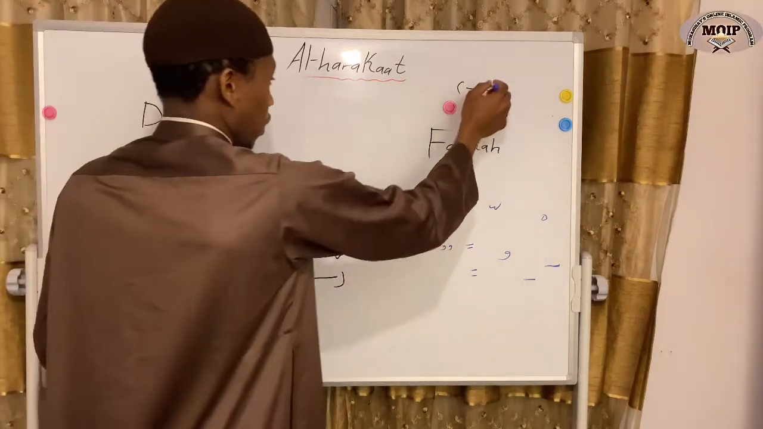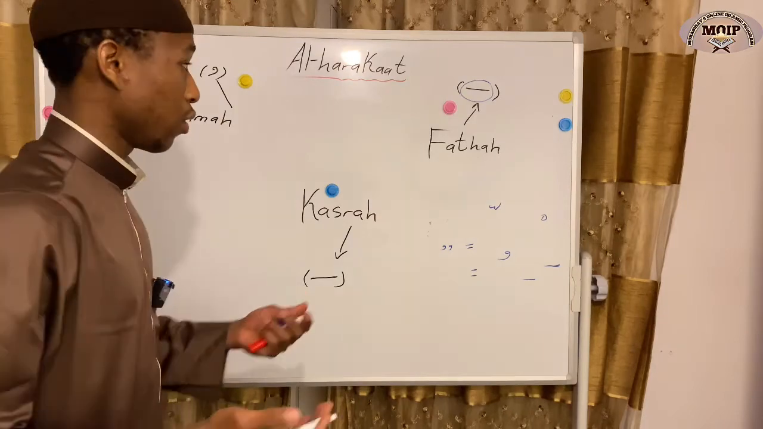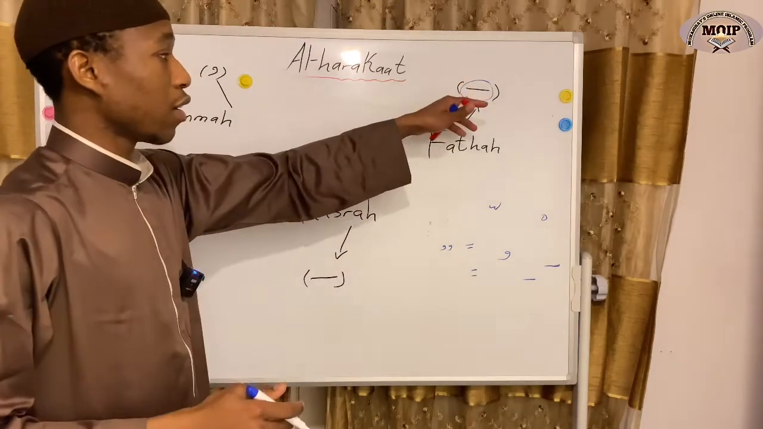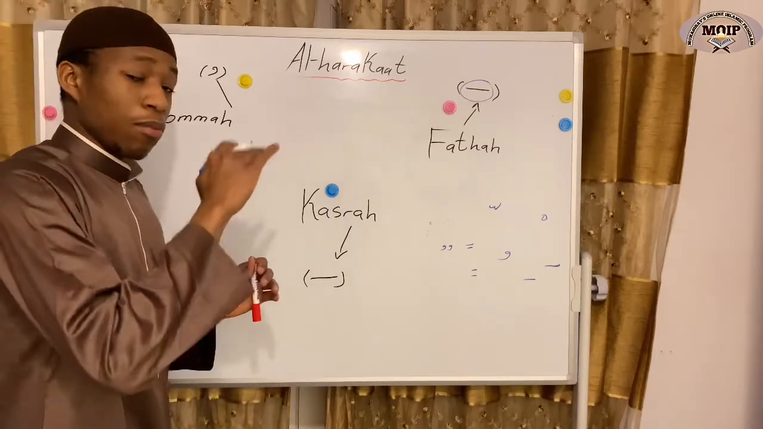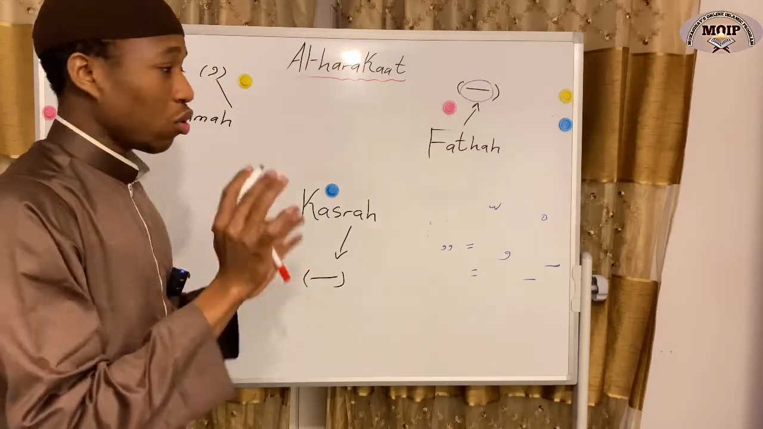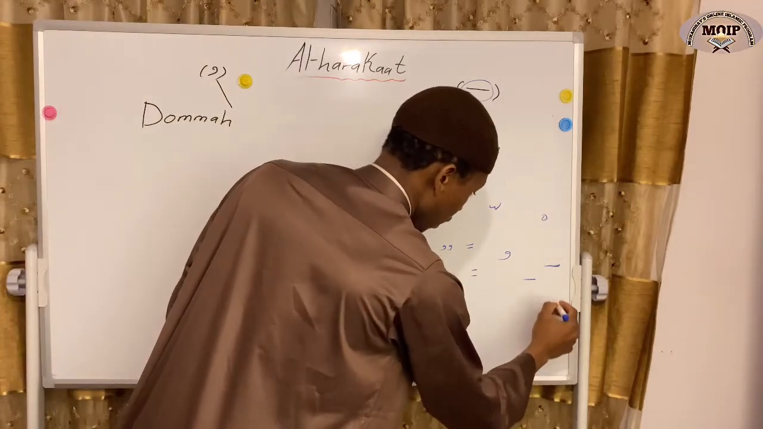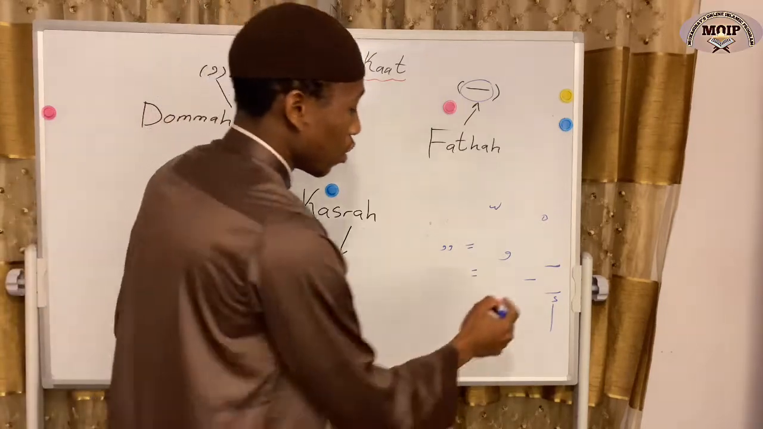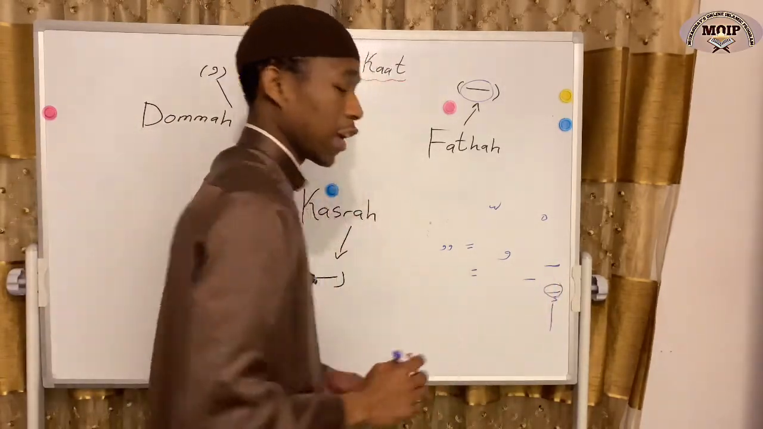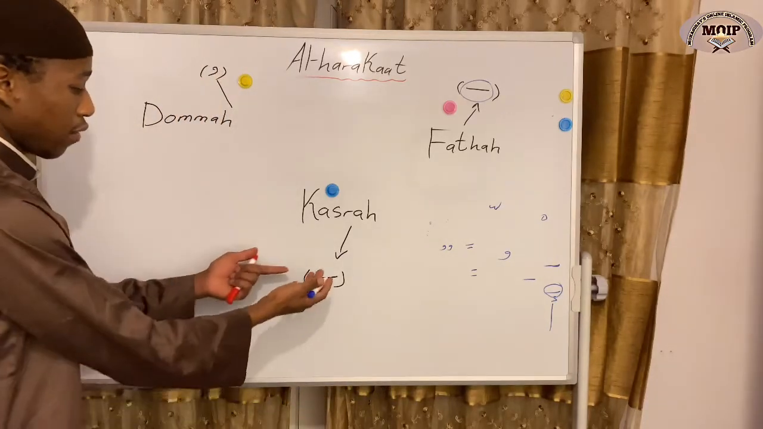Let's start with Fatha. What is Fatha? As you can see on the board, Fatha is always a straight line and always above the Arabic alphabet. If you see a letter, let's take Alif as an example, and you see a line on top of the Alif like that, this line we call Fatha, okay? Fatha.